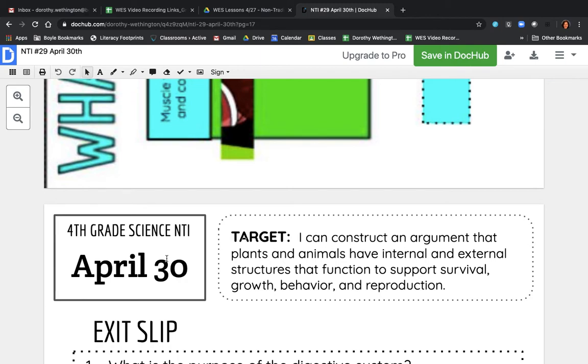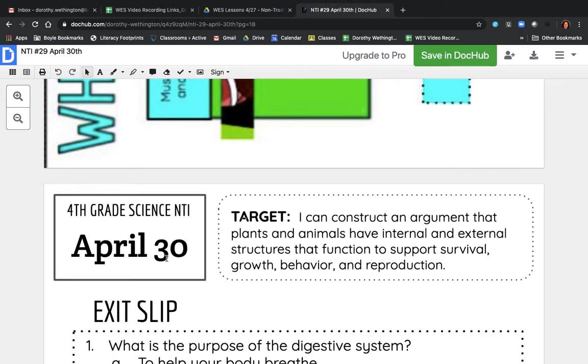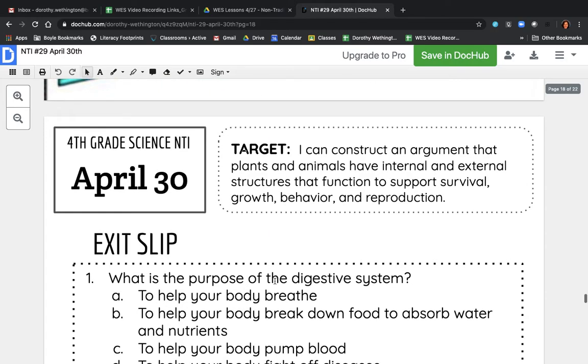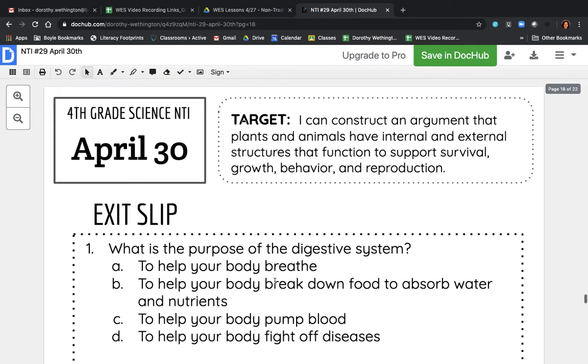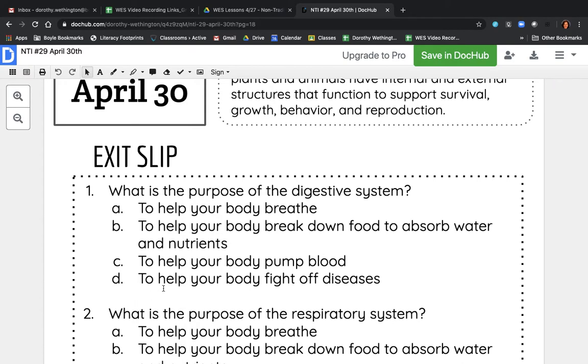Target: I can construct an argument that plants and animals have internal and external structures that function to support survival, growth, behavior, and reproduction. Exit slip. What is the purpose of the digestive system? A, to help your body breathe. B, to help your body break down food to absorb water and nutrients. C, to help your body pump blood. D, to help your body fight off diseases.